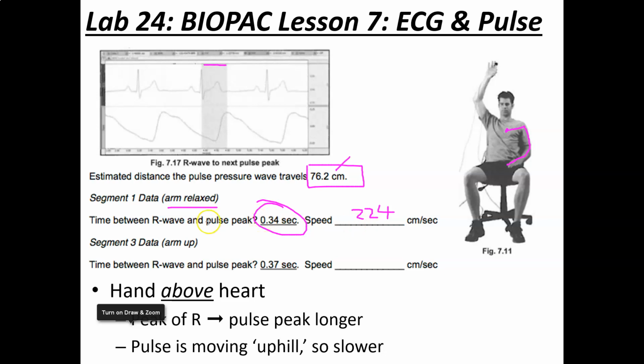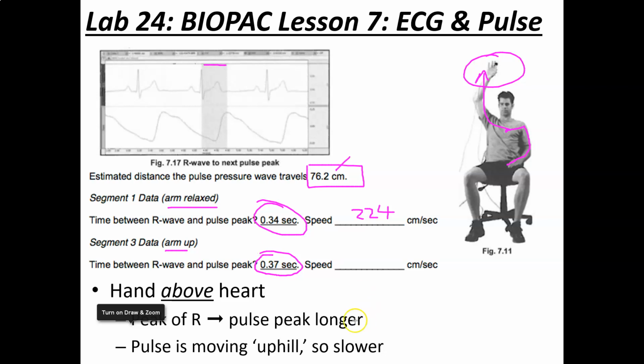Well, when we take the arm up, like this person right here, their arm's up, the pulse pressure wave has to travel from the heart, but it has to go uphill. It has to work against gravity. And just like if we timed you running a race flat and then timed you running a race uphill, you're going to go slower because of gravity. So in this case, we'll use 76.2 again. That's how far it has to travel. It's not going to change whether your arm's up or down or to the side. And this time it took 0.37 seconds to get there. It took longer to get to the fingertip because it's going against gravity.